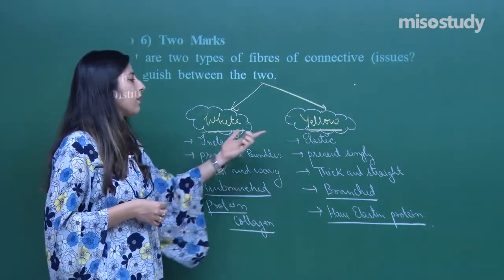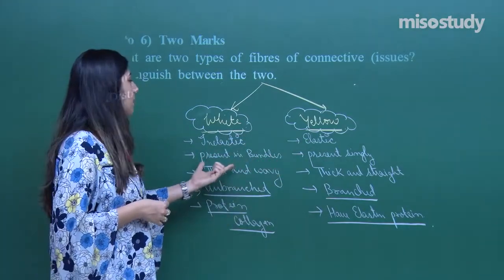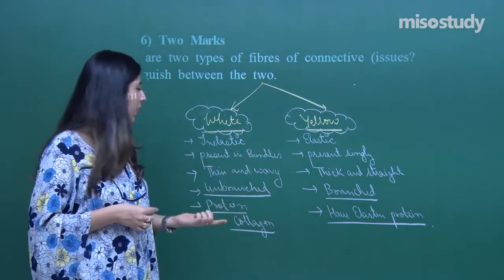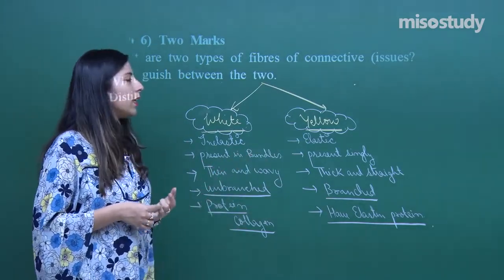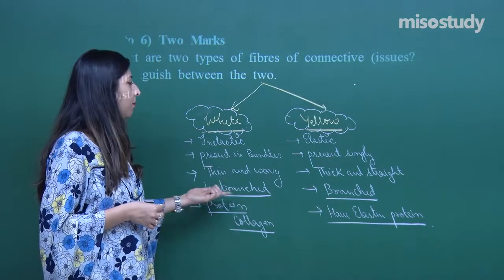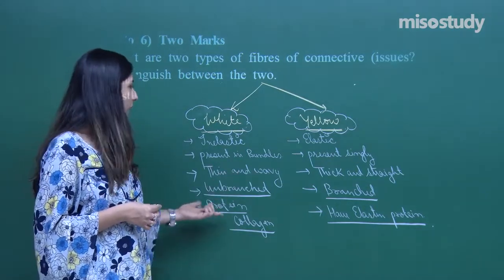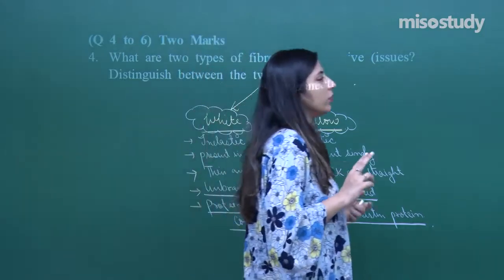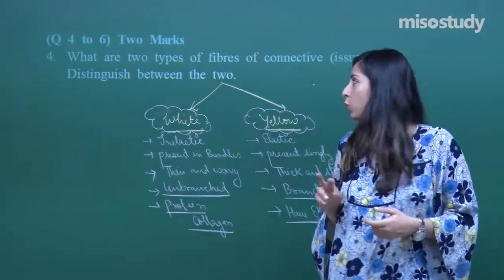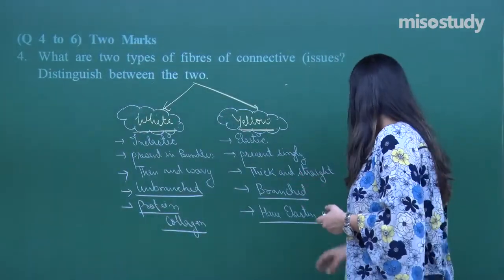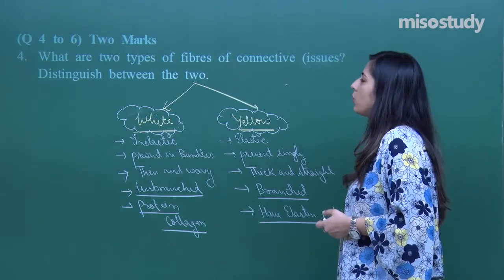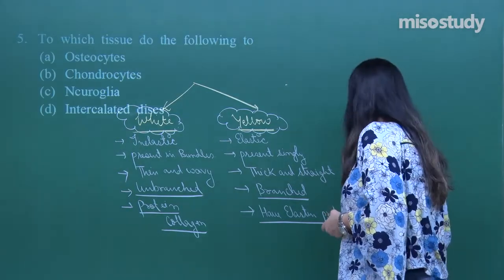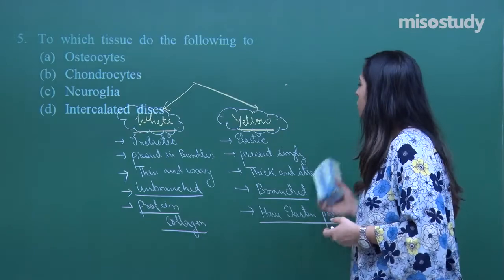They are inelastic, whereas these are elastic. They are present in bundles, whereas these are present singly. Thin and wavy, whereas these are thick and straight. Unbranched, whereas these are branched, and also the protein that we have already discussed. So, this was question number 4. Now, let us discuss the next question. Yes, this question is again of 2 marks.